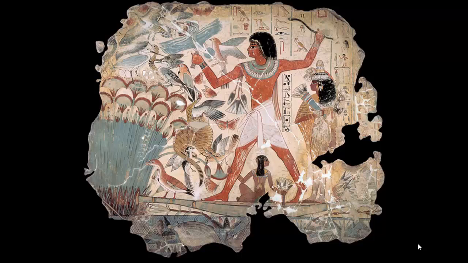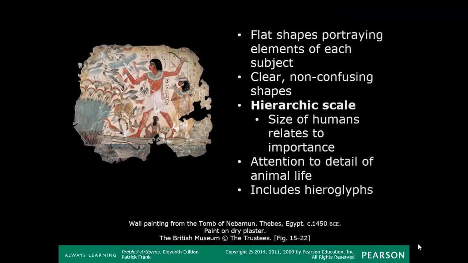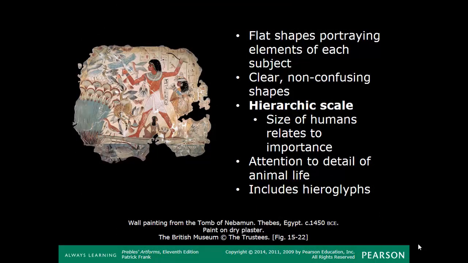Okay. And I might have gotten that term wrong. We'll see it in the next slide. So you'll see the ancient Egyptians portray themselves very differently depending on the role that they played in their communities. Yes, hierarchic scale. That defines the size of humans relating to their importance. So the larger they are portrayed, the more important they were. If they were portrayed in a smaller scale, they are probably not as important as the figures who are large.